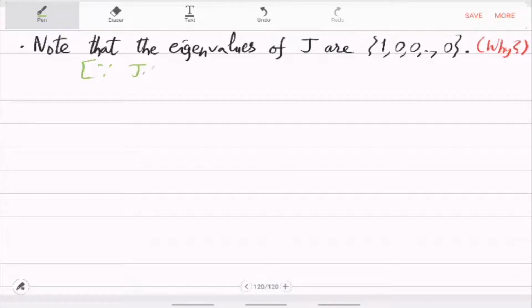So, J times all one vector is all one vector, and for every vector orthogonal to 1, Jx is 0. Okay, so 1 is an eigenvalue, and then the whole space orthogonal to 1 is an eigenspace. So, which means that you understand the overall eigenspace of J, and the eigenvalues are then just this 1 and then all the zeros repeated.